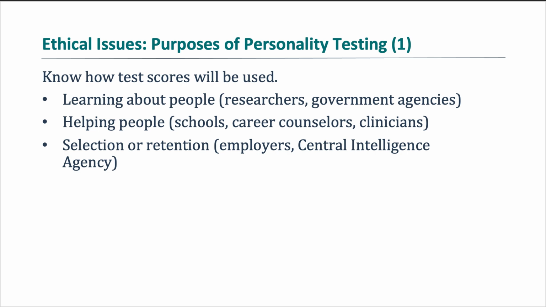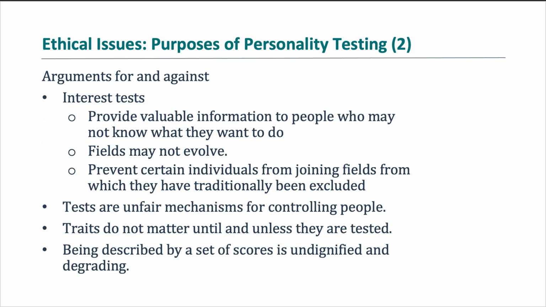Like the CIA uses tests to select agents, right? And so it might be a way for them to identify who they want. Although that's kind of a double-edged sword too, right? Because they might have an idea of what they think they want in their head, and that might not actually be the most beneficial for the agency, right? So it's kind of a double-edged sword there. But there are some arguments for and against it.